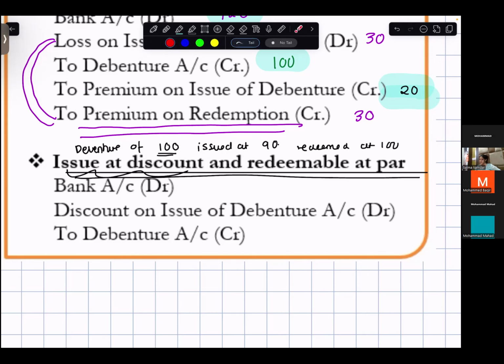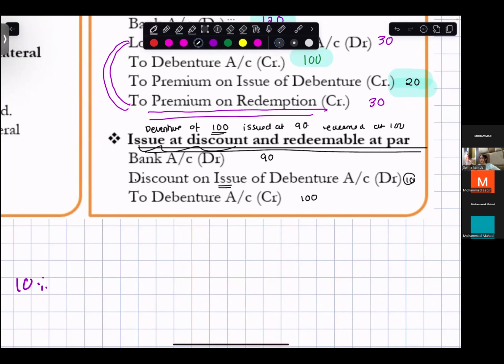Come on. First, see this part. Explain to me. Debenture of 100 issued at 90. So basically, we know the debenture is 100 and bank account is 90. Extra 10. This is a loss on issue. But this loss is named as discount on issue of debentures. So the issue part is dealt with.